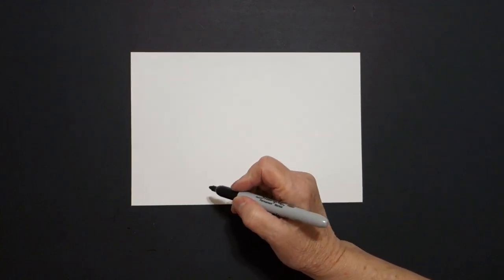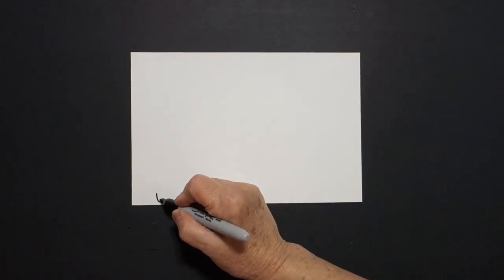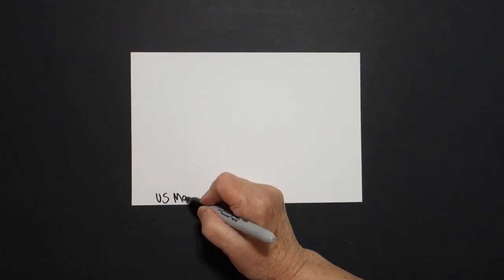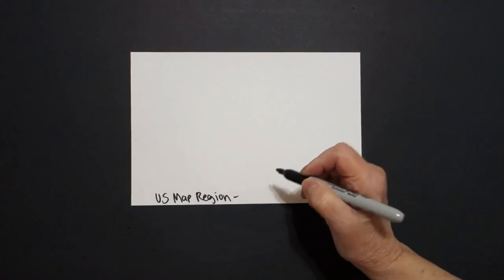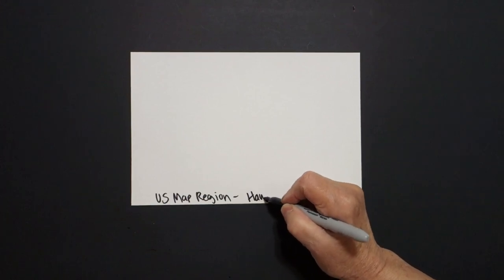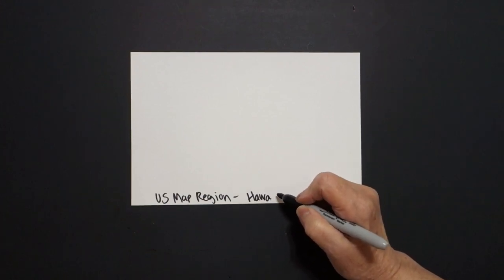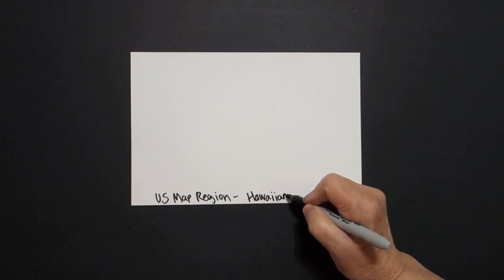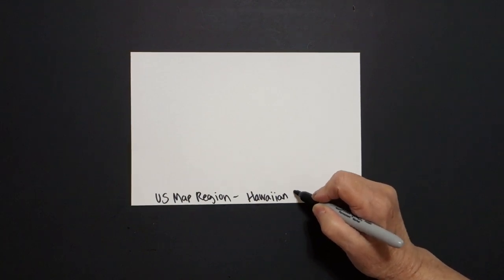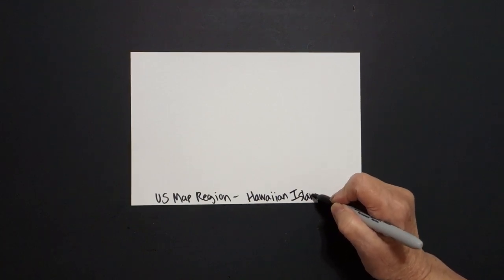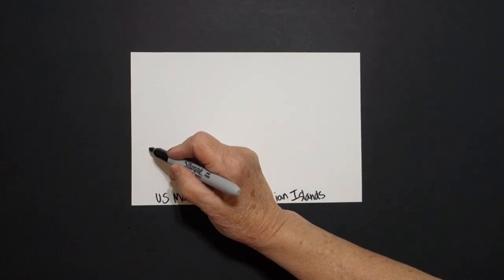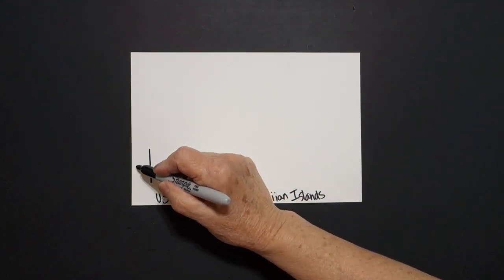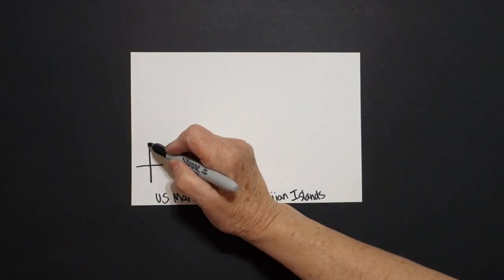Okay, let's draw. Today's project is how to draw the U.S. map region, the Hawaiian Islands. Now, there's going to be a lot of arrows because there's a lot of islands. But the first thing we need to do is draw our compass rose.